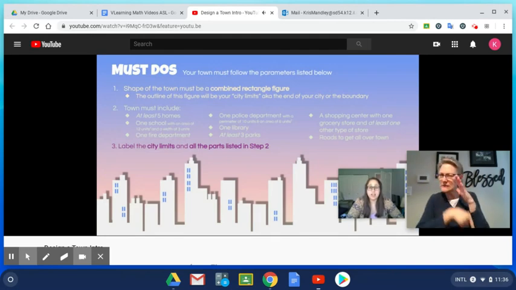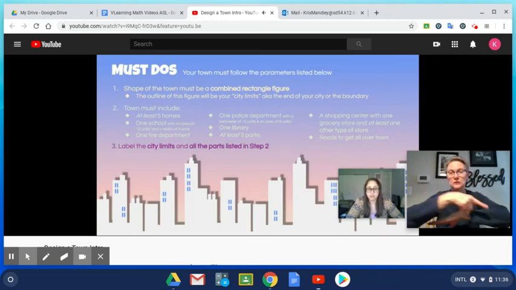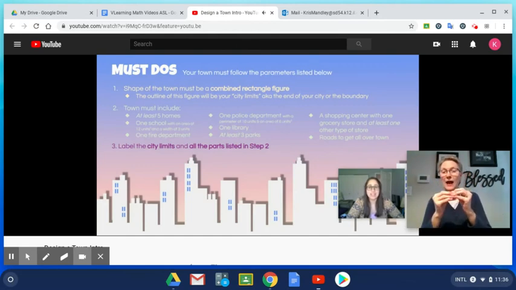1 library, no specifics there. At least 3 parks. So at least, right? So it's 3 or more. A shopping center with 1 grocery store and at least 1 other type of store. And then roads to get all over town. So all of your different buildings and locations and parks and all that should all be connected together by roads.